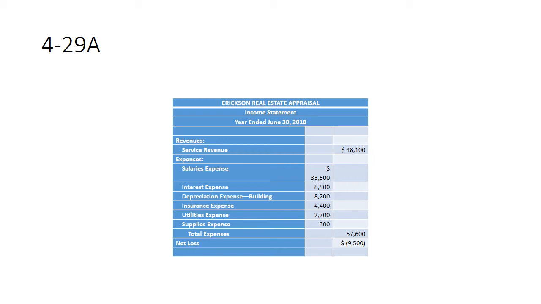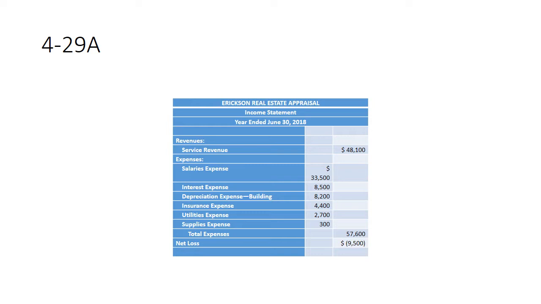Okay guys, we'll be looking at 429A on page 226, presented as Erickson Real Estate Appraisal, their adjusted trial balance at June 30th, 2018. Our first requirement is to prepare their income statement for the year ended June 30th, 2018.